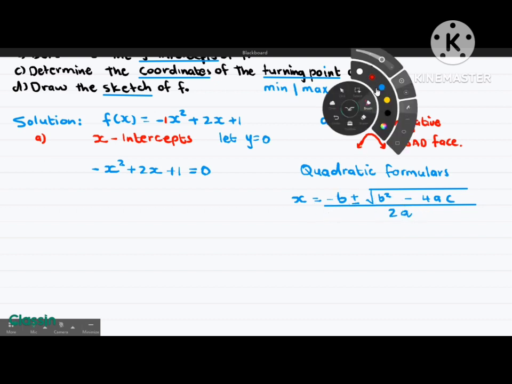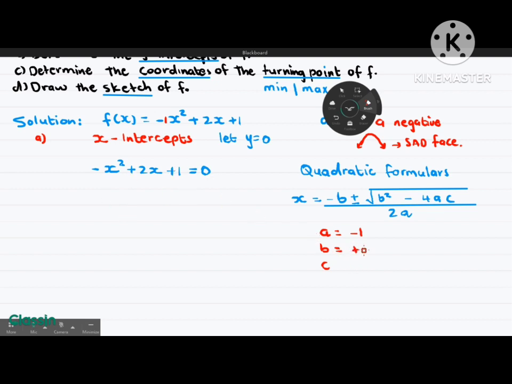So we need to use this. But now let's check how much is our a, how much is our b, and how much is our c. From this equation, our a is -1. From the very same equation, our b is +2. From the very same equation, our c is +1.